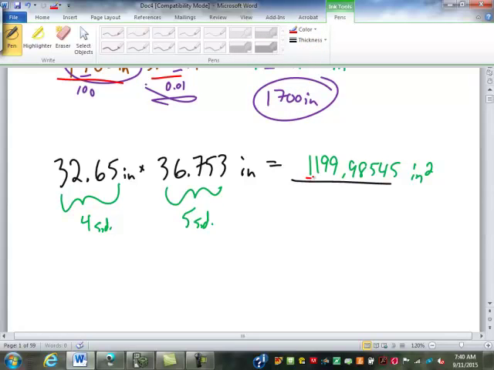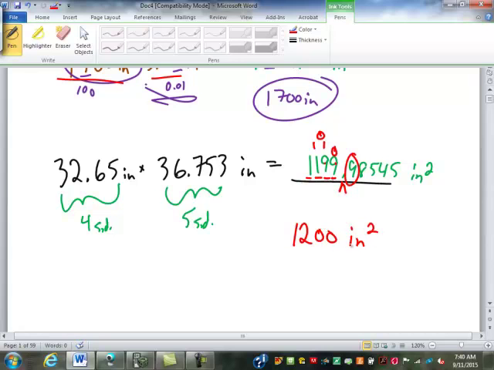So we start at the beginning of the number and count. 1, 2, 3, 4 digits. We're going to round after that. But what's that tell us we have to do? Round up. Well, we round up. That's a 9. There's going to be a 0, carry the 1. That's going to make that a 10. So a 0, carry the 1. We get 1200.